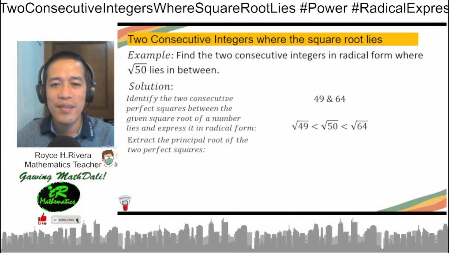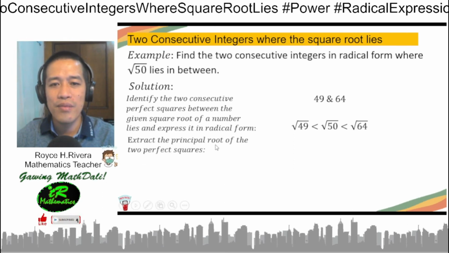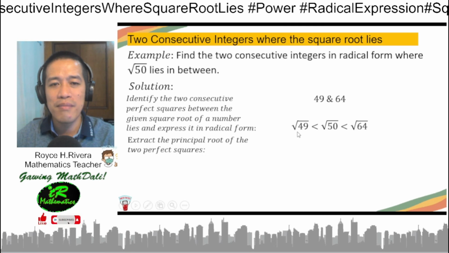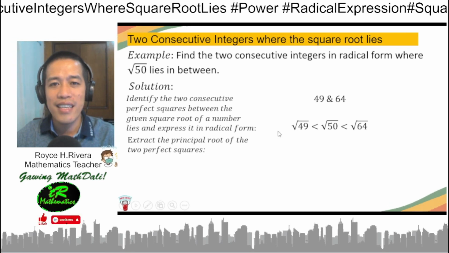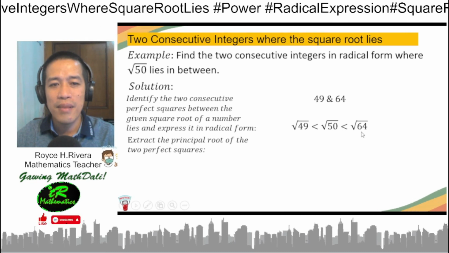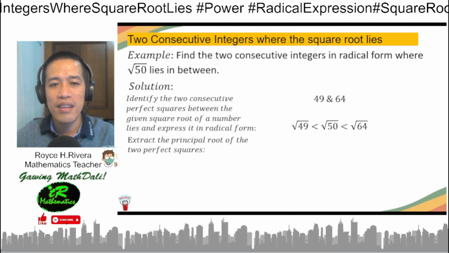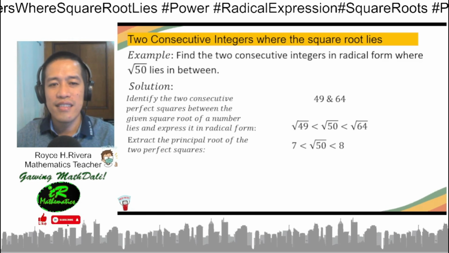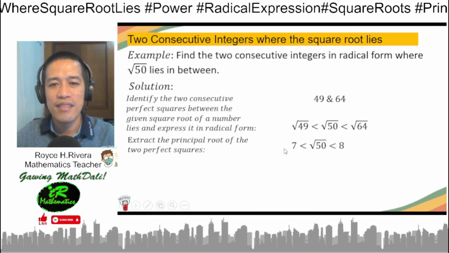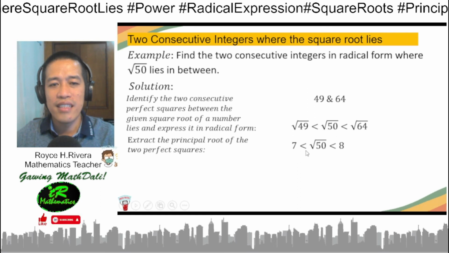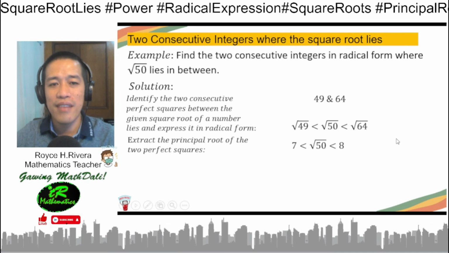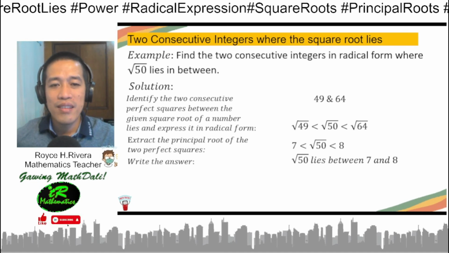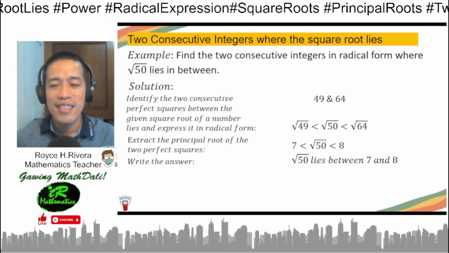The next thing we will do is to extract the principal root of the 2 perfect squares. First, the principal root of square root of 49 is 7. And the principal root of square root of 64 is 8. So we will have 7 less than square root of 50 less than 8. And last, we will write the answer. Square root of 50 lies between 7 and 8.